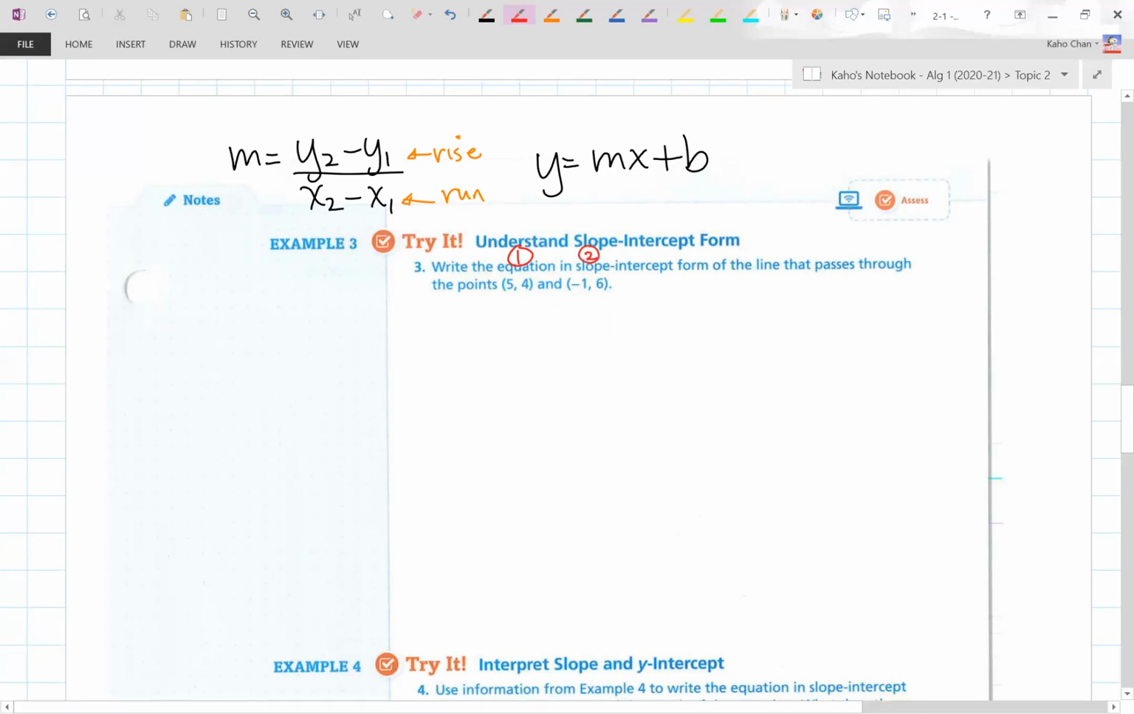Now visualize that, (5, 4) and (-1, 6). I mean, I can try to figure it out. (5, 4) is about right here, maybe. And (-1, 6) is about right here.